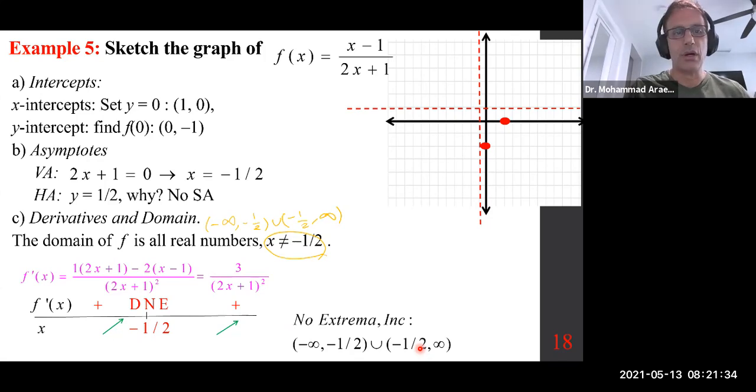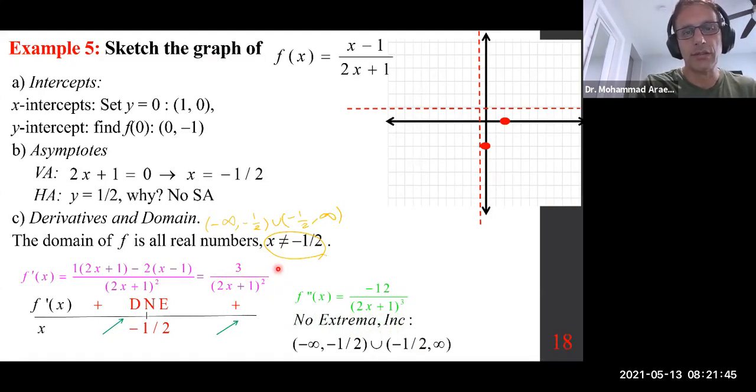We do f double prime. One easy way, write this as 3 times 2x plus 1 to the power of negative 2 and differentiate it. Okay, so write this as 3. Let me write that.